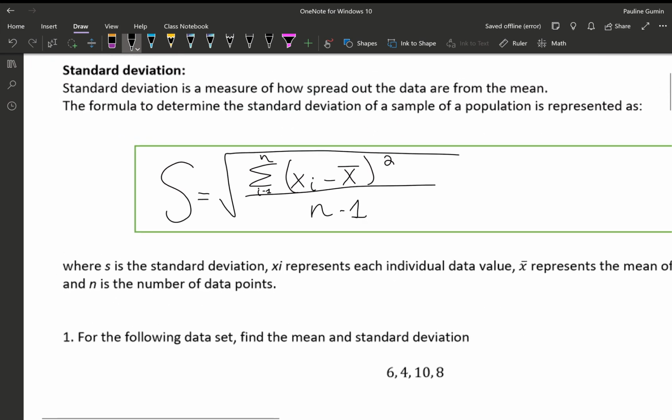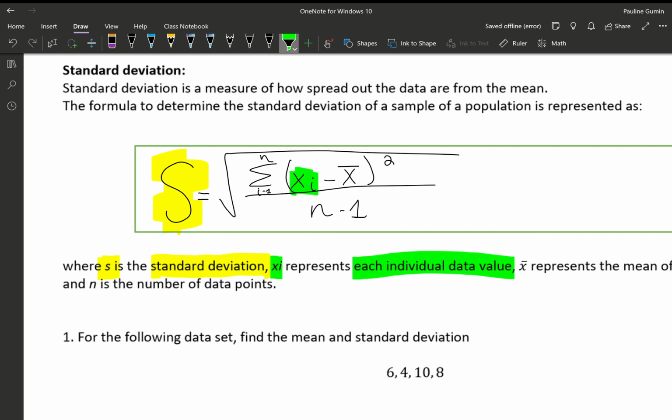Now, what does this all mean? And of course, you can pause the video to write this down. S is your standard deviation. Next, we have the x sub i symbol. It represents each individual data set value. We also have x-bar, which represents the mean. And lastly, we have n, which is the number of data points. Now, the sigma symbol, the E-looking symbol, or the sideways M, however you picture it, that's telling us about a sum. So we're actually going to be both adding and subtracting in this problem.